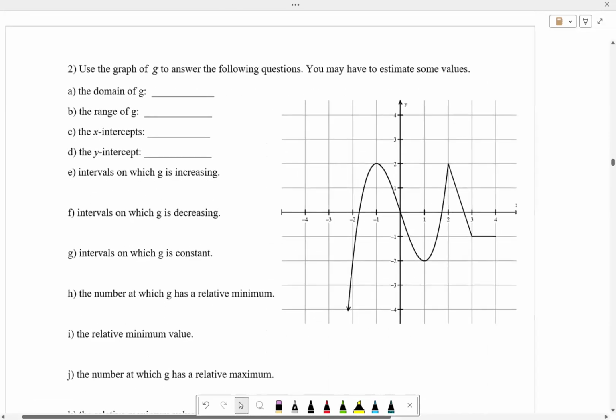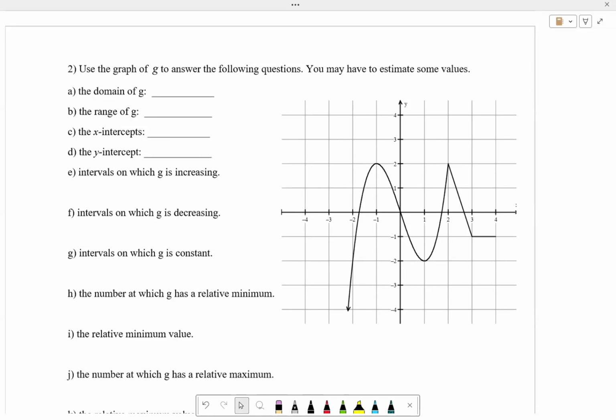Here is a function. Remember, in order to know that a graph is a function, it has to pass a particular test. Do you remember what that test is called? Vertical line test. Hopefully you're thinking about that. If you're not sure what it is, talk to me or another math teacher. So we're using the graph to answer the following questions. You may have to estimate some values.